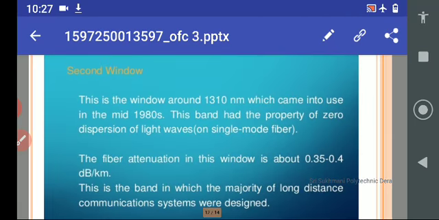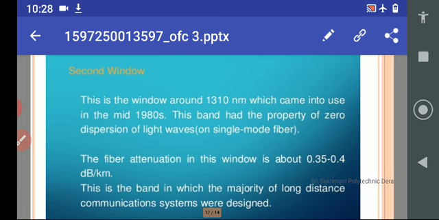The second window that came into existence in 1980 operates around 1310 nanometers, and this band has the property of zero dispersion, and we are making use of single mode fiber. Within this band, the attenuation, which is measured in decibel per kilometer, is around 0.35 to 0.4 dB per kilometer, and this band is suitable for long distance communication.